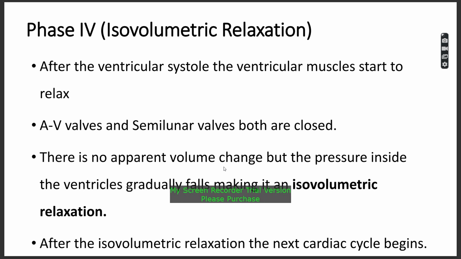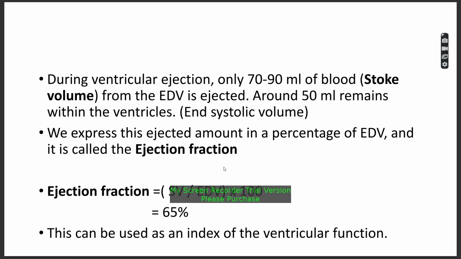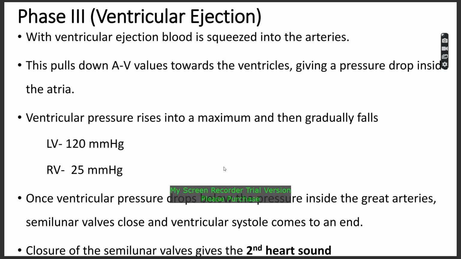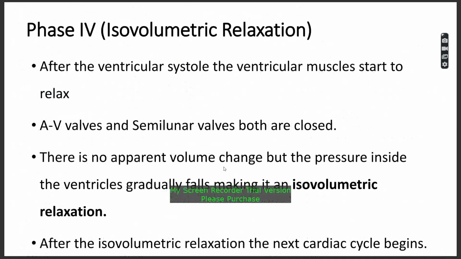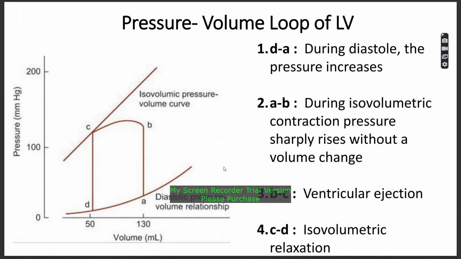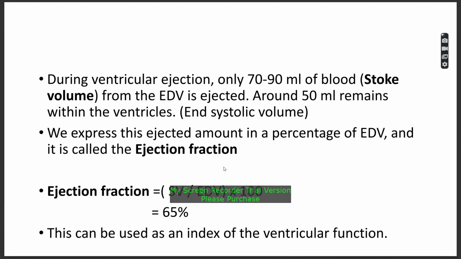It is not that all the volume is pumped out; you saw that only 70 to 90 milliliters of blood has been pumped out. About 50 milliliters remain, right? So 70 to 90 milliliters is only pumped out. The ideal end-diastolic volume is 120 milliliters, and the end-systolic volume is 50 milliliters. So you get the difference as 70 milliliters. So 70 milliliters is the stroke volume, right?